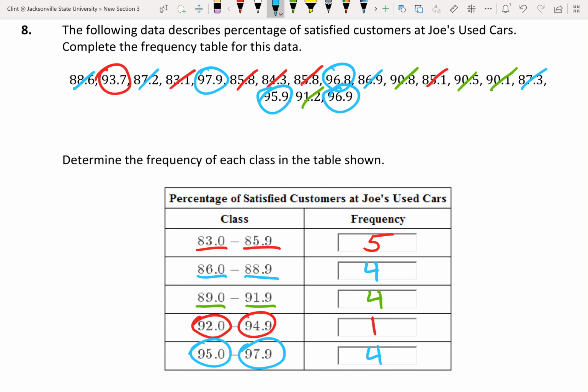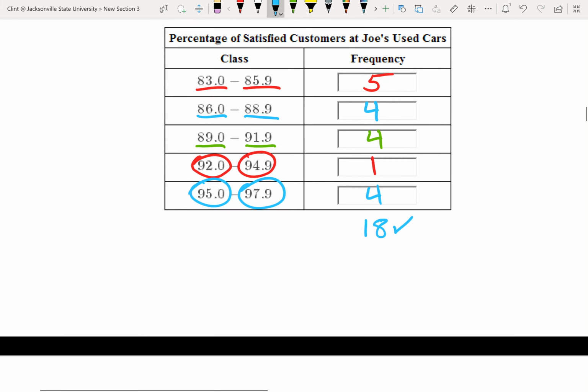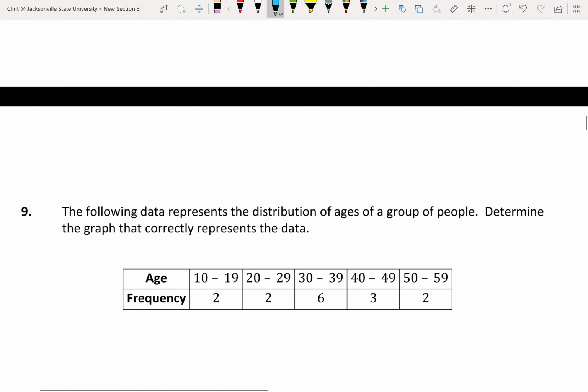It's a really good idea when you get finished to make sure you haven't missed any, so add up your frequencies. 5 plus 4 is 9, plus 4 is 13, plus 1 is 14, plus 4 is 18. Then count and make sure that's how many you had. 1, 2, 3, up to 18. That's just a good check to make sure you didn't accidentally skip over one. There's our frequency table.